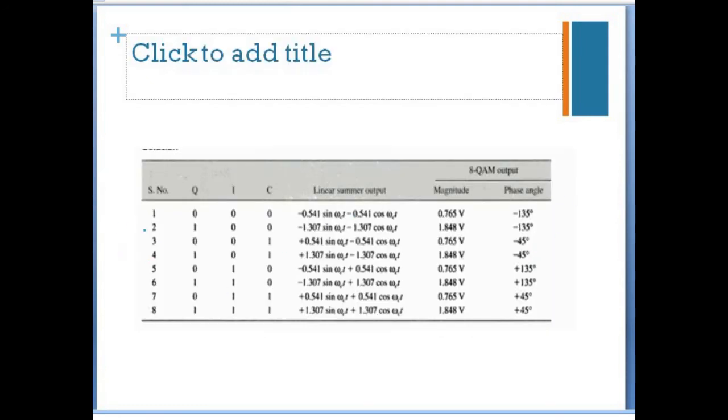So we have 8 possible phase changes in the 8 QAM. If Q equals 0, I equals 0, C equals 0, we get the QAM signal minus 0.541 sin omega ct minus 0.541 cos omega ct. Mathematically, we can rewrite this equation in terms of magnitude and phase, that is 0.765, and the phase value is minus 135. Similarly, we get the 8 possible changes.